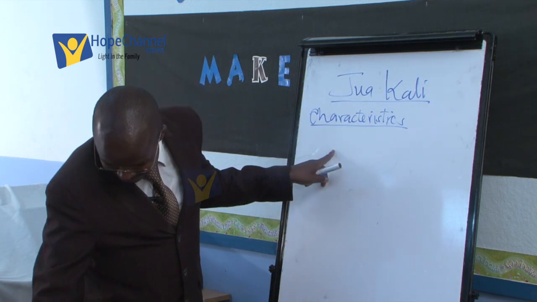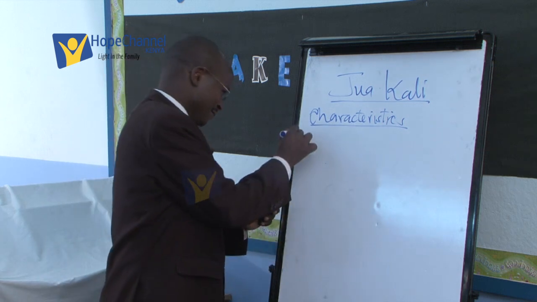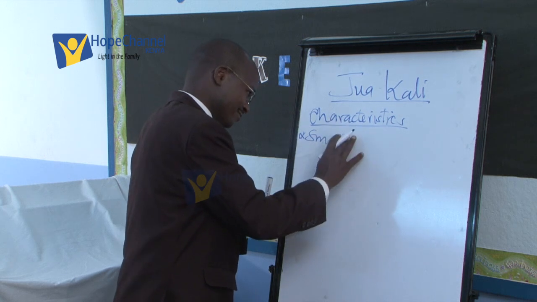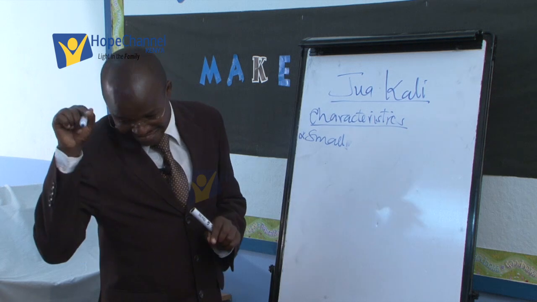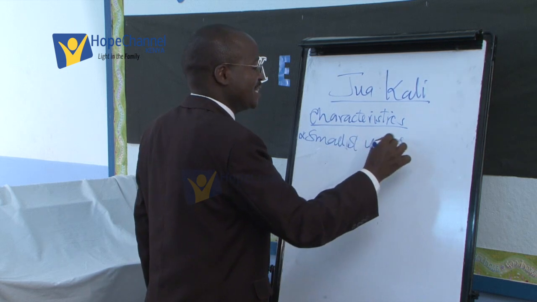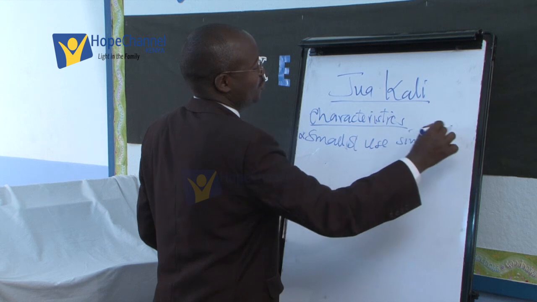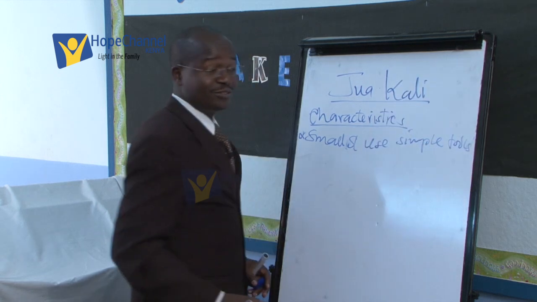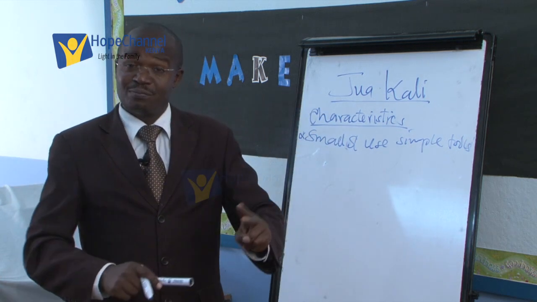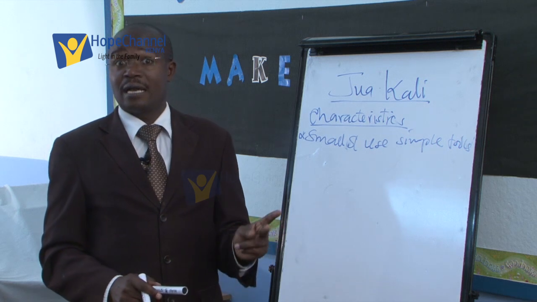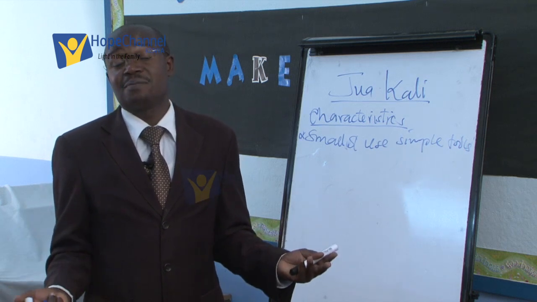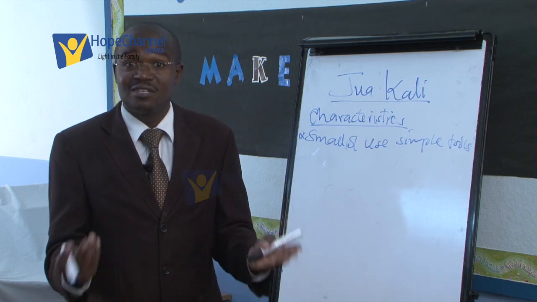Now, the first one, they are small. The Jua Kali industries, number one, they are small and use simple tools. You find somebody has a hammer, maybe a burner to burn things, and maybe a hacksaw, the one which you normally use to cut metals. And at the end of the day, that marks the end of the industry. And they can produce things which people can use.